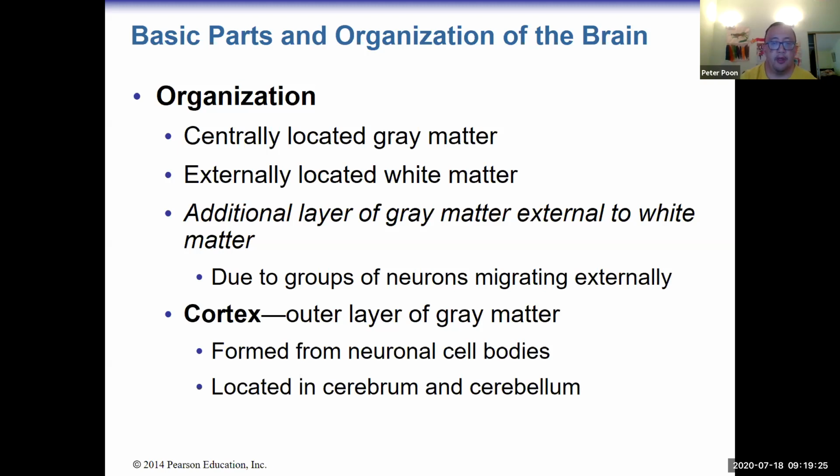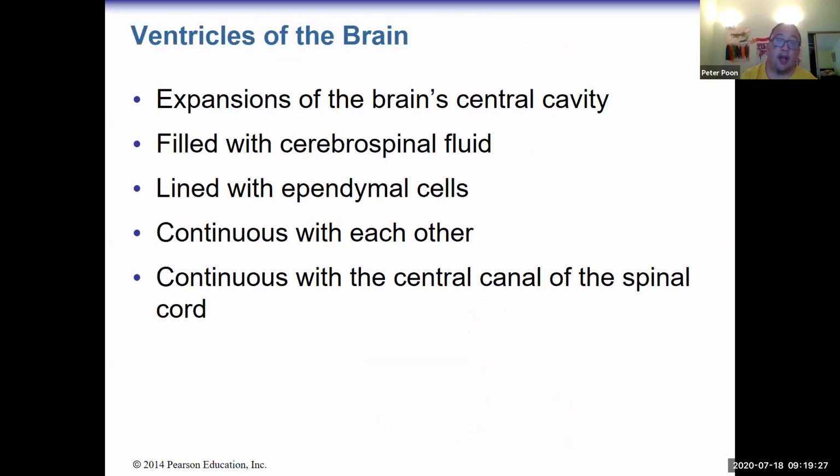The outer layer is also called the cerebral cortex. I'm sure you guys have heard that term before, although you probably didn't know exactly what it meant. It actually means the outer layer of the brain.